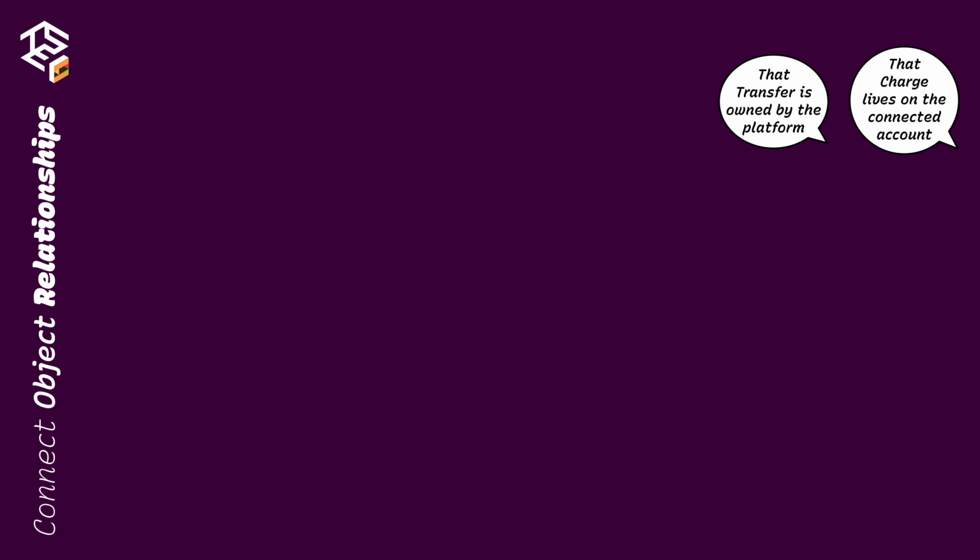Today we're going to talk about Connect object relationships and explore what it means when people say an object lives on a particular account. In the past, you may have heard someone say something like, "That transfer is owned by the platform," or "That charge lives on the connected account." But what does that actually mean, and how can you tell the difference?